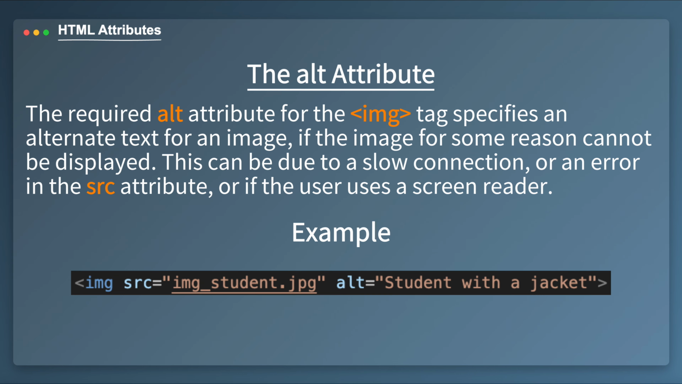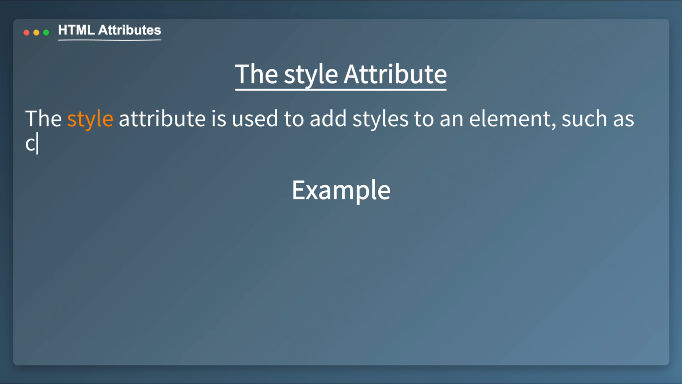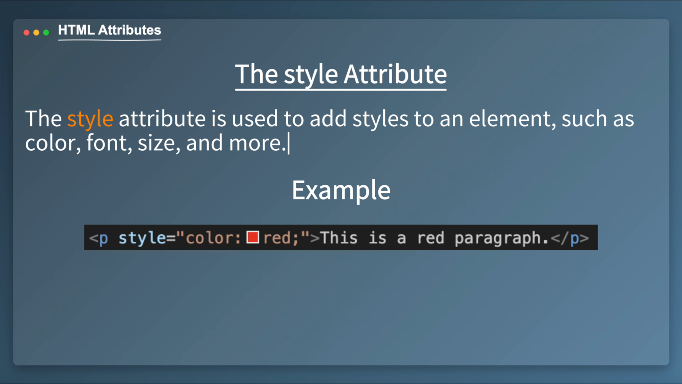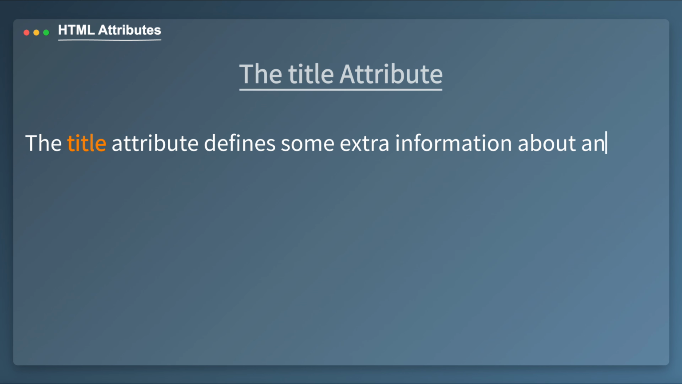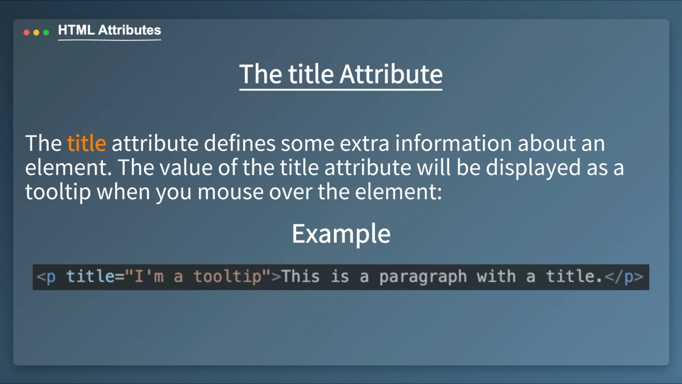or an error in the src attribute, or if the user uses a screen reader. The style attribute is used to add styles to an element, such as color, font size, and more. The title attribute defines some extra information about an element. The value of the title attribute will be displayed as a tooltip when you mouse over the element.